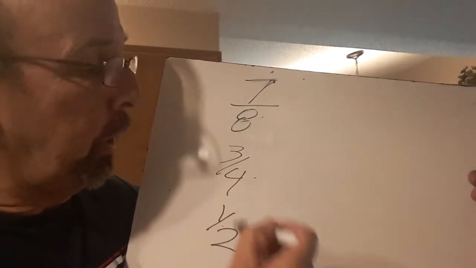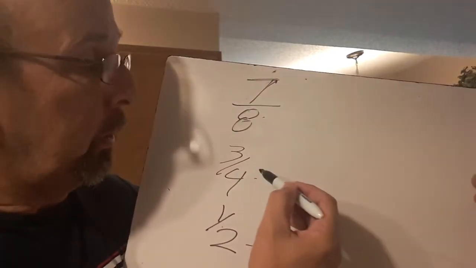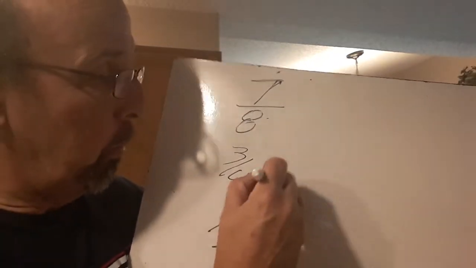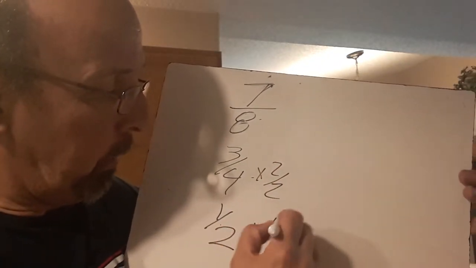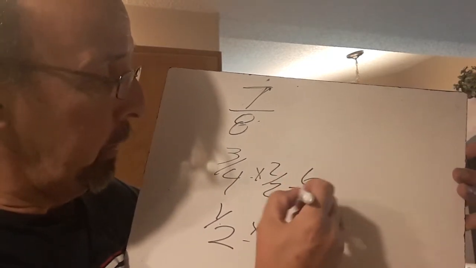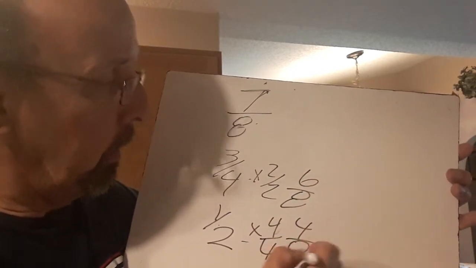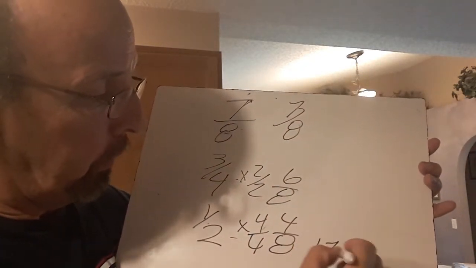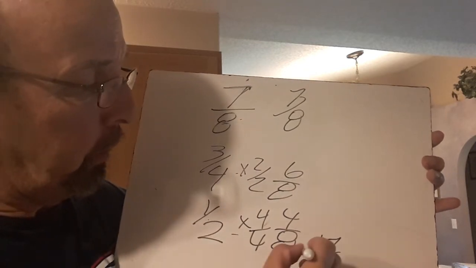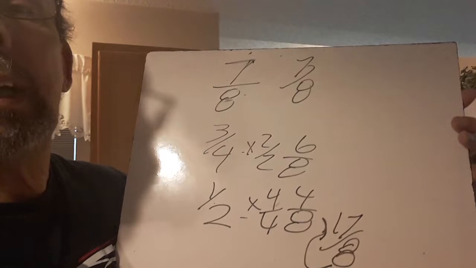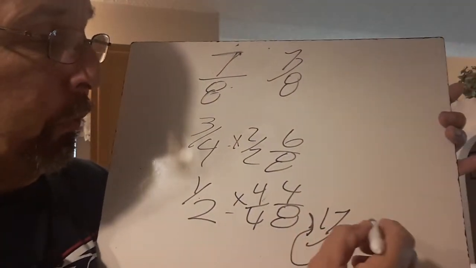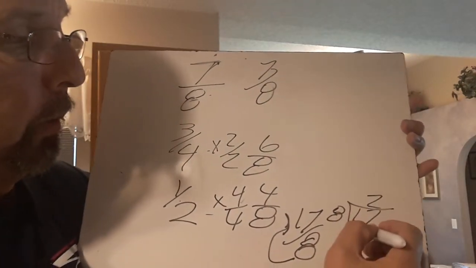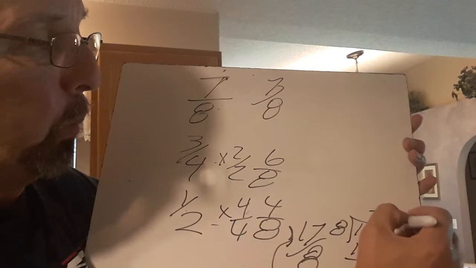Because instead, you can just change them to 8ths. This one's already 8ths. This changes to 8ths. This changes to 8ths. Don't go any more than that. Just multiply this by 2 over 2. Multiply that by 4 over 4. And you end up with 6/8 and 4/8. And this stays 7/8. You add them up, 6 and 4 is 10, plus 7 is 17/8, which is an improper fraction. You got to divide that out and make your remainder a fraction. 17 divided by 8, twice, 16, 1, 2 and 1/8.